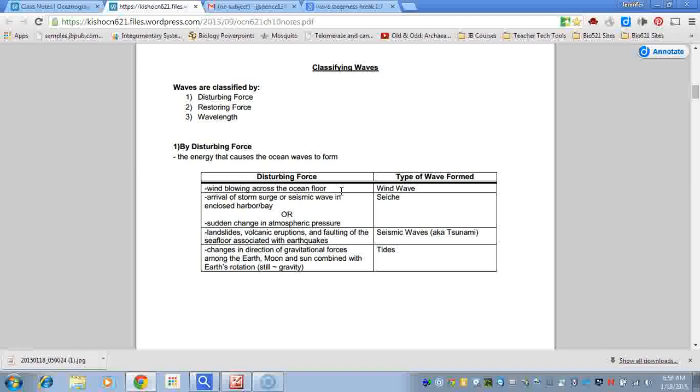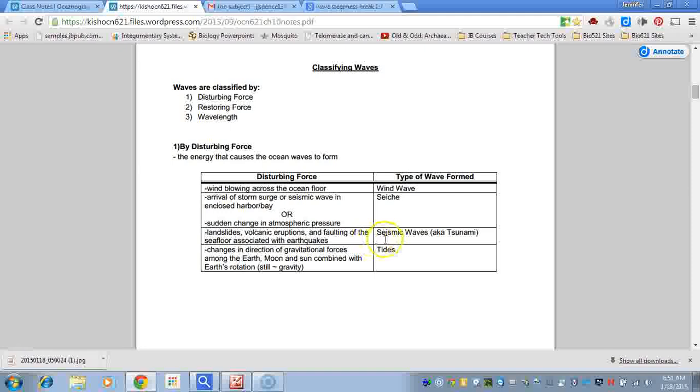The energy from the wind transfers to the ocean surface, and then the energy is passed along, and the water particles will move as the energy moves through the water. Okay, a seiche, which we're going to learn a little bit more about in chapter 11, the disturbing force for it, or the energy that causes it to form, is the arrival of a storm surge or a seismic wave, which is like what causes earthquakes, movement within the earth itself, in an enclosed harbor or bay, or a sudden change in pressure. Okay, so that's what brings about a seiche.